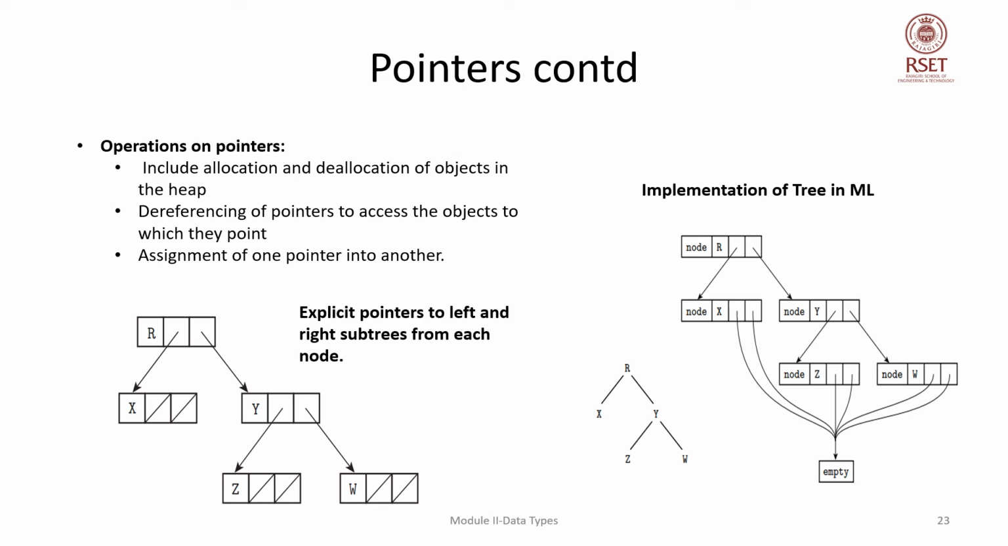And the given example shows the sample tree where there are explicit pointers to the left and right subtrees, and if it does not have a left and right subtree, it is set to null. And the implementation of a tree, the abstract tree that is given on the left side, in ML is given on the right. That is, it points to the left and right subtrees, but if it points to null or if it is an empty pointer, it points to the empty node.